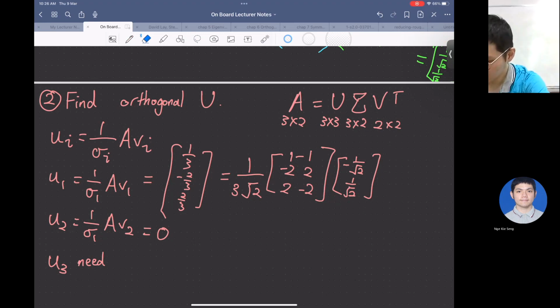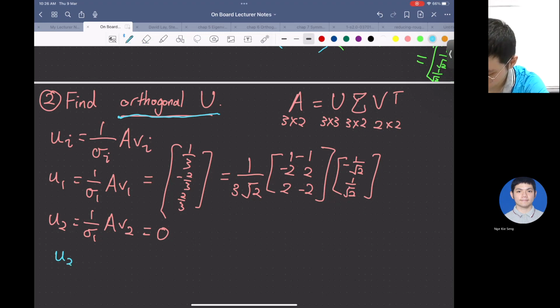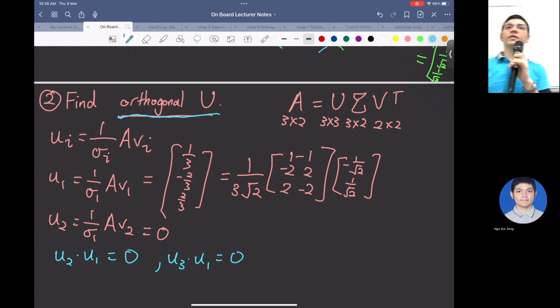Okay. So first we know that we want an orthogonal U. Right? We want an orthogonal U. So we need U2 and U3 orthogonal to U1. So how to find two vectors that are orthogonal to U1?